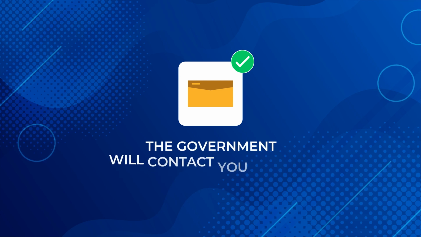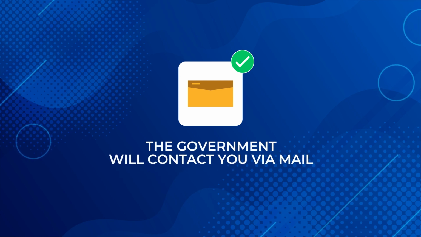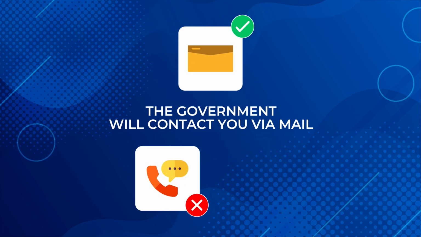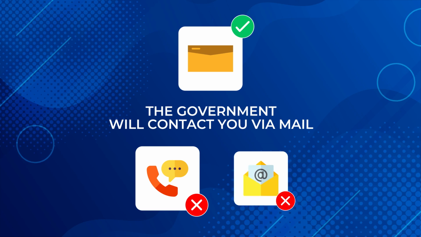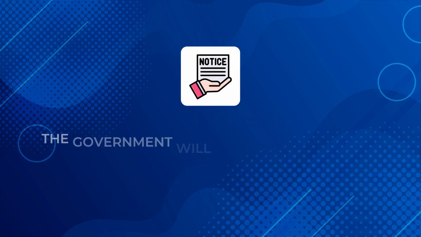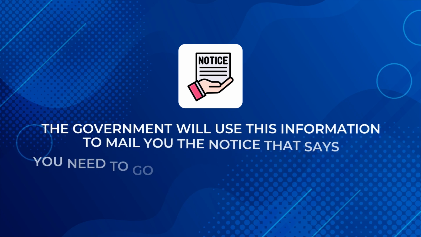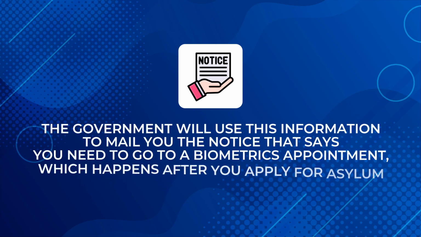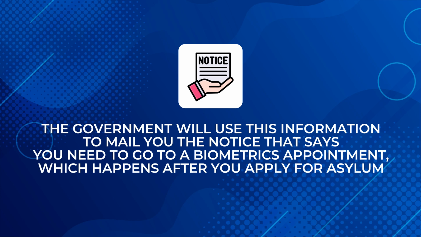You see, if the government has questions about your application and wants you to provide more information, or if they reject your application, they'll let you know about this by mail. They might not call you, and they almost certainly won't send you an email. They'll send physical mail. Also, the government will use this information to mail you the notice that says you need to go to a biometrics appointment, which happens after you apply for asylum.